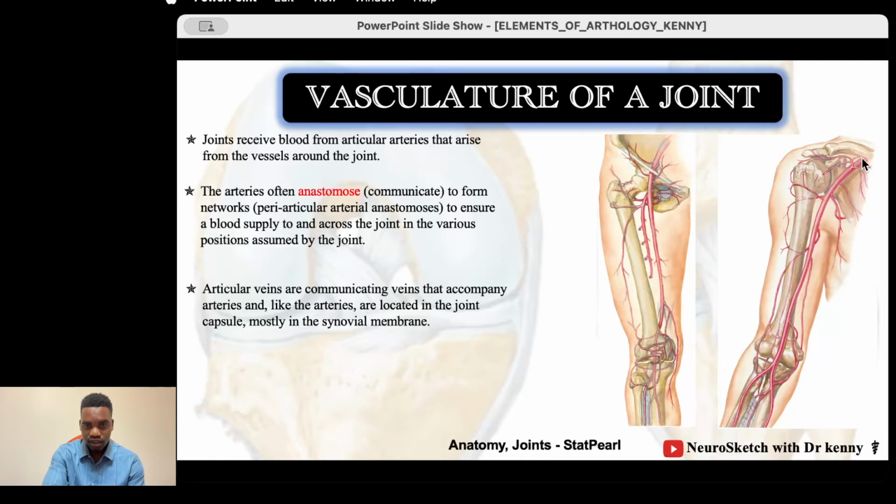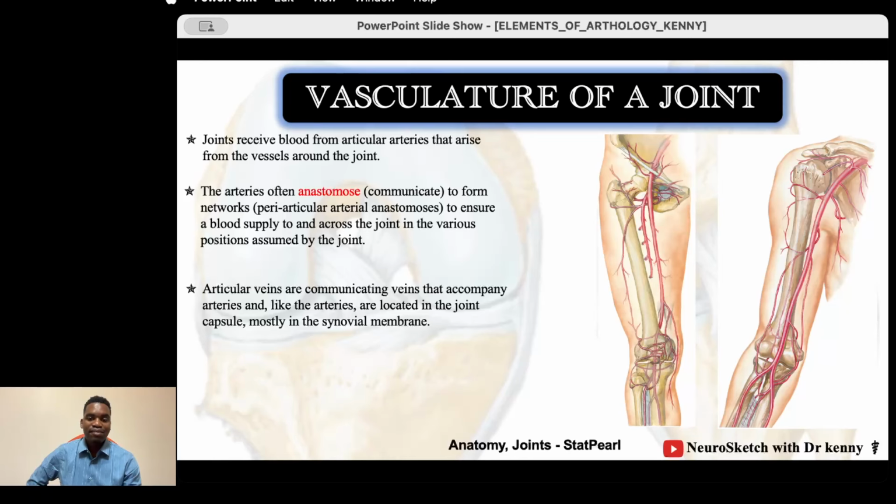This is the shoulder joint. The shoulder joint, I mean, we had an artery that was going to supply the other part of the arm, but it gives branches to supply the skin and to supply the joint. So actually the joints are rich in blood supply, and they have alternative blood supply, which we call anastomosis.